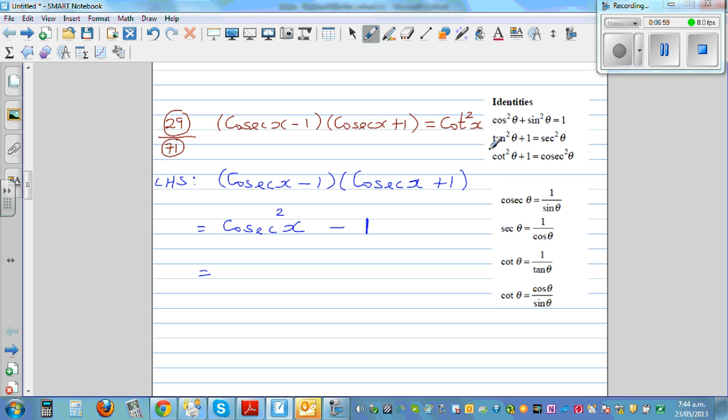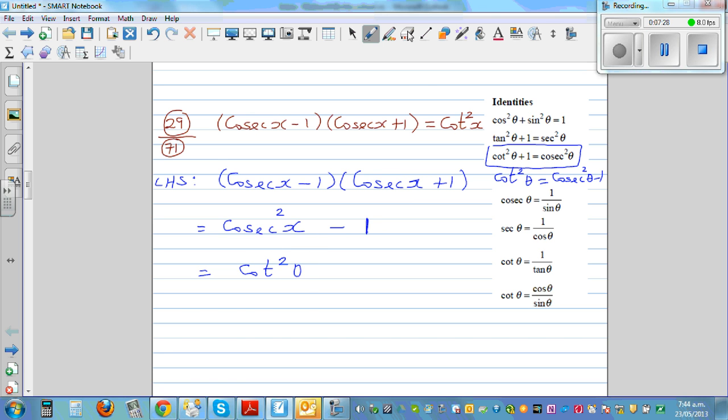So if you look at this identity, can you see that cot squared theta is cosec squared minus 1? This is also good to remember. Cosec squared theta minus 1 is cot squared theta. So cosec squared minus 1 is cot squared theta, just like that.